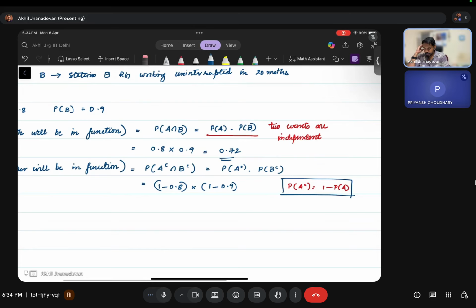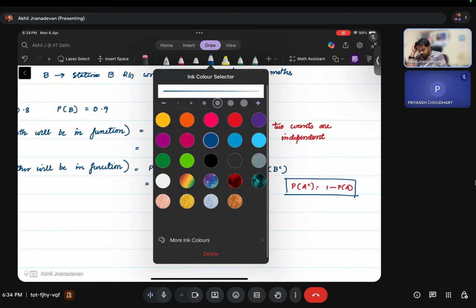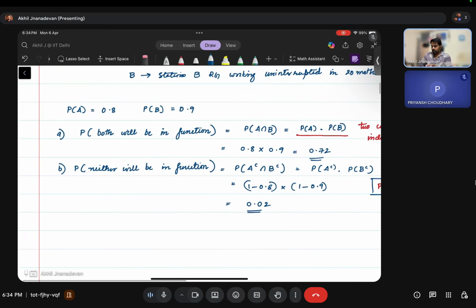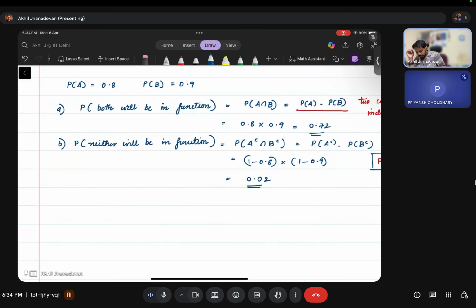And so if you calculate this, we will be getting it as 0.02. Okay, so the probability that neither will be functioning is 0.02. And the final third part is the probability that at least one will function.